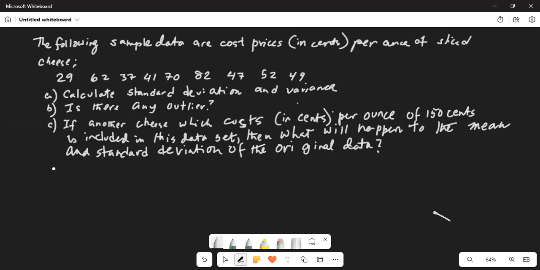So, solution. Part A. Enter the data in L1 of the TI-84 calculator.